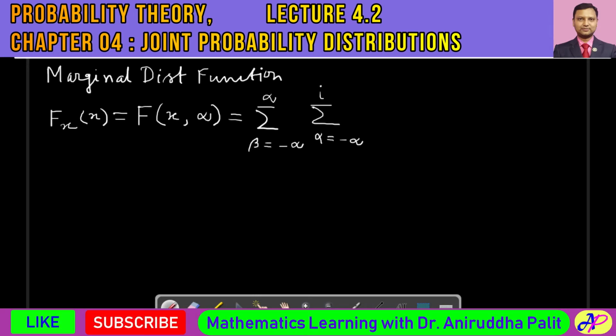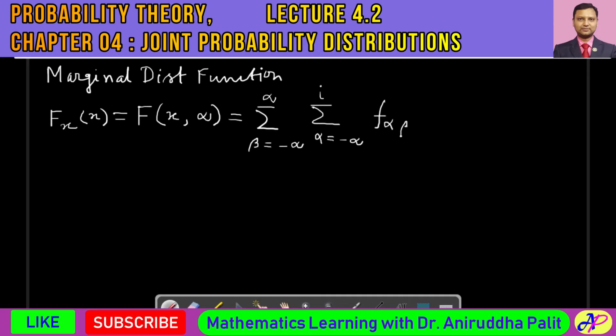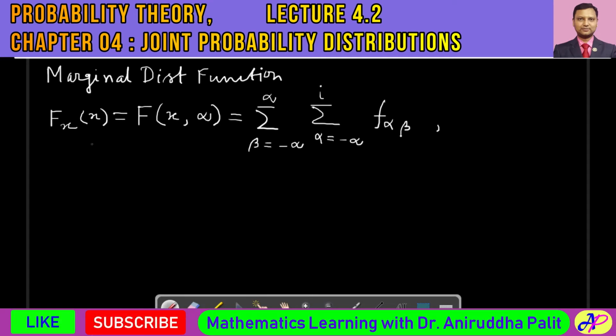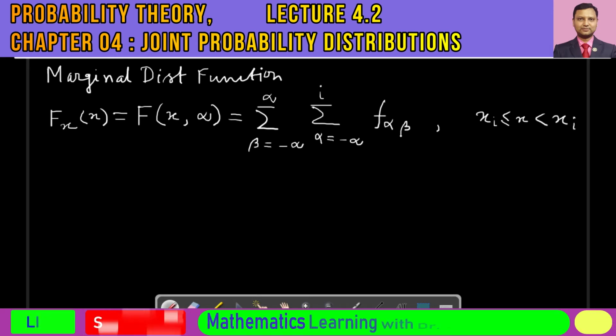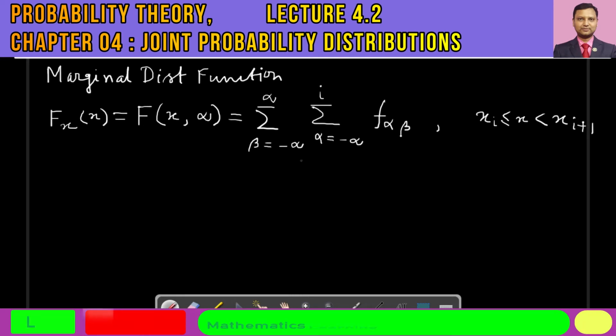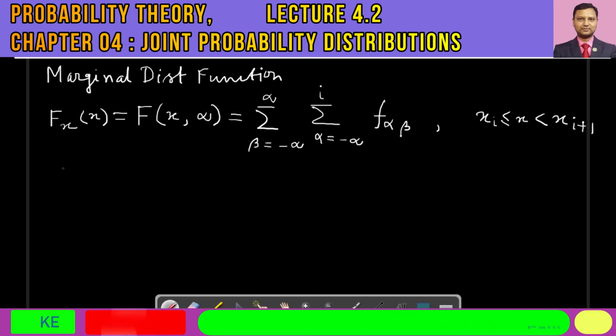And f alpha beta, the mass function, should come. And what is the range of x? Because ultimately this would be a function of x alone, we need to specify the range of x. Over here, we should have x_i less than or equal to small x strictly less than x_{i+1}. So in this way, we define the marginal distribution function of x.